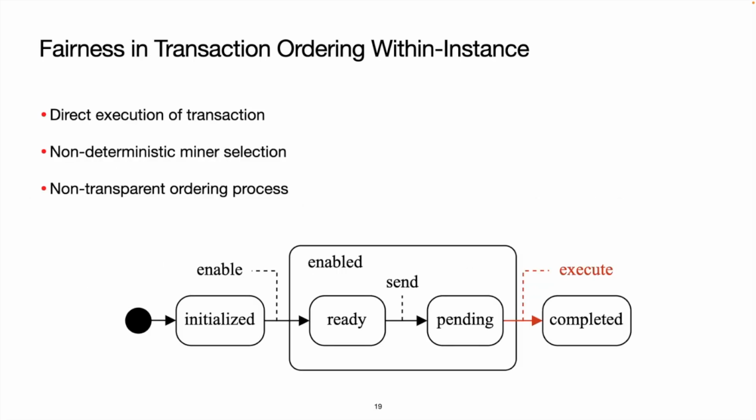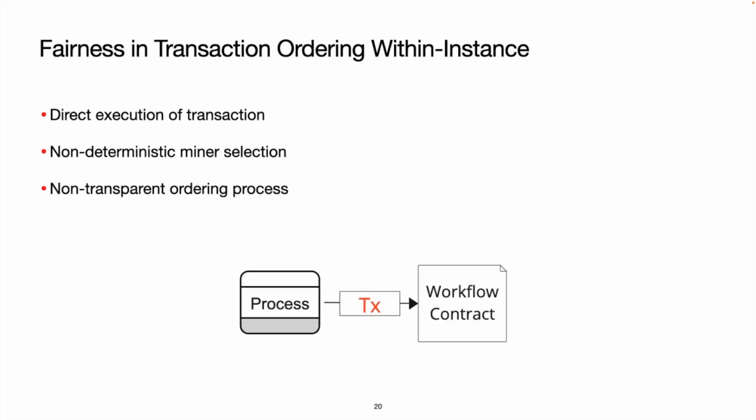Now, the problem here is that the transaction is sent directly to the blockchain, and we don't know exactly who the miner will be. It's totally random. It's not something that we know how it is selected, and the miner has the full advantage of ordering the transactions however they want. So this is how it happens from the process directly to the contract that handles the process.